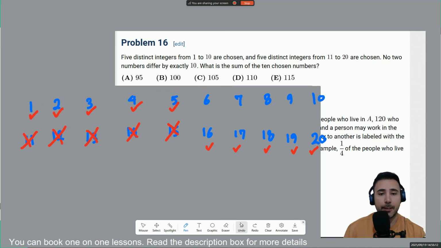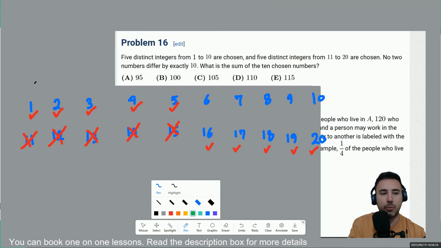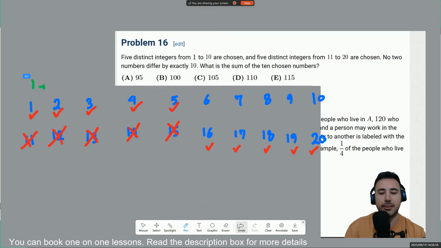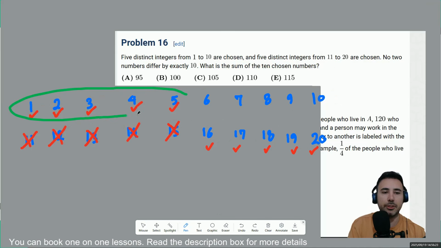So now, how do you add? Technically, you could just go 1 plus 2 plus 3. There is a faster way of counting this. What is 1 plus 2 plus 3 plus 4 plus 5? We have 5 numbers and the middle number is 3. So the sum is 3 times 5 for this one.